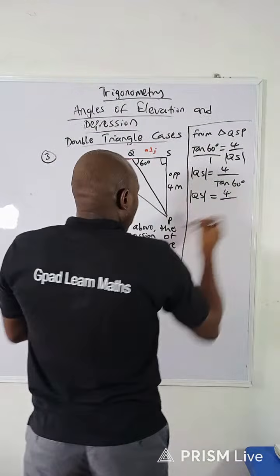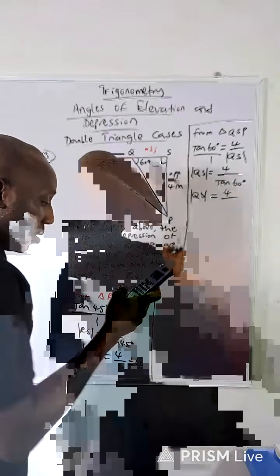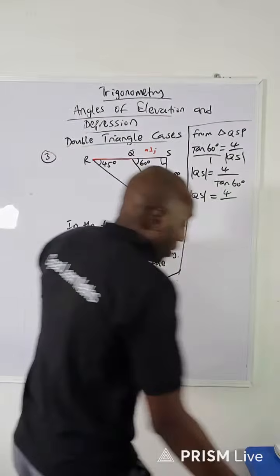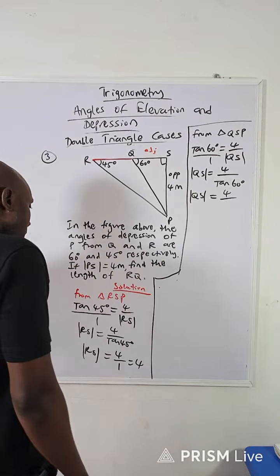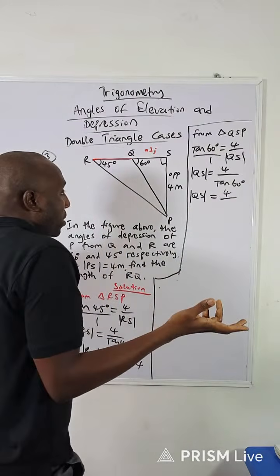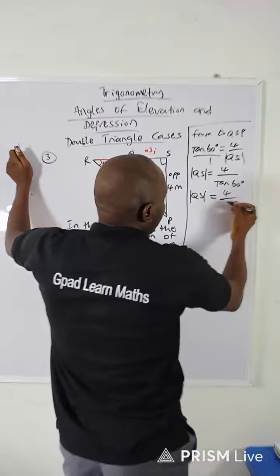4 over what's that? Tan 60 is what? Oh, sorry, don't mind me. It's tan 3. But wait, we were asked to leave it in short form. Finally, we were not asked to leave it in short form. Okay. So that's root 3.